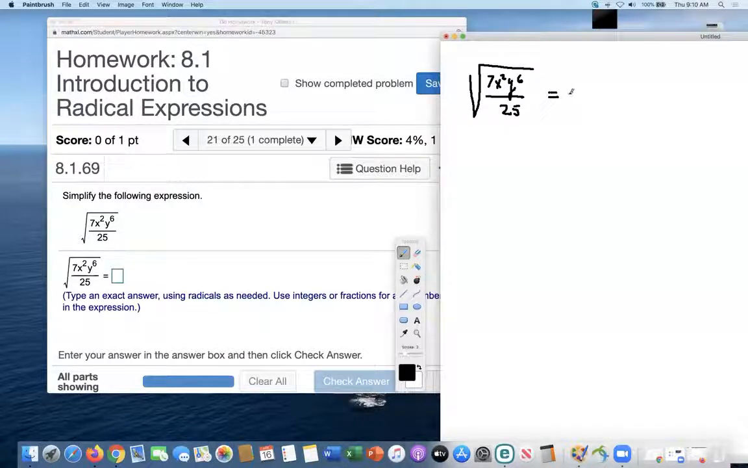That's equal to the square root of 25 on the bottom. You're going to do separate square roots: square root of the top, divided by the square root of the bottom. Square root of 25 is 5. No square root.